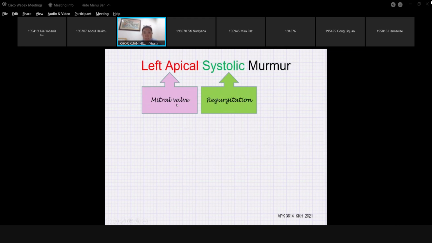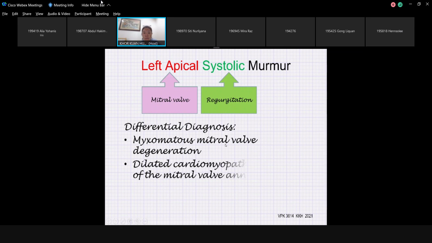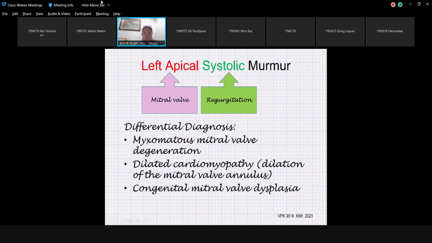Left apical, think about the mitral valve. Systolic, think about regurgitation. Okay, and the differential diagnosis will be thickening of the mitral valve, or dilated cardiomyopathy, or a congenital disease where the mitral valve at birth for those little pups is already dysplastic, not well formed. Okay, or if they look very sickly, they have fever, septicemia, toxemia, and suddenly you pick up a murmur after all those fever events and infection, then think about mitral valve endocarditis.